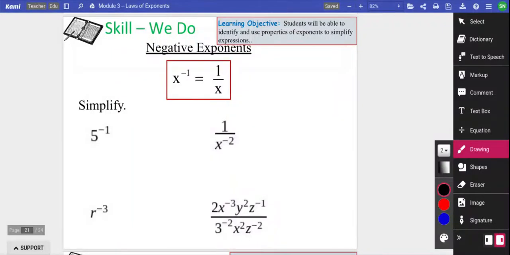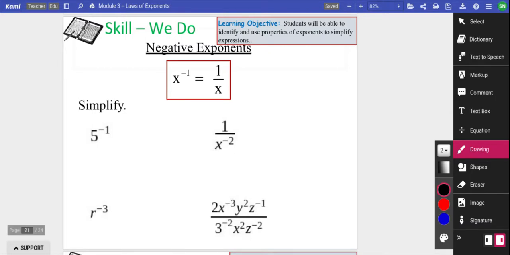Hello, in this video we will cover the negative exponent property. Basically, we can have a variable or a number with a negative exponent, and we will use the property to make it into a positive exponent. We don't like having negative exponents in a problem.